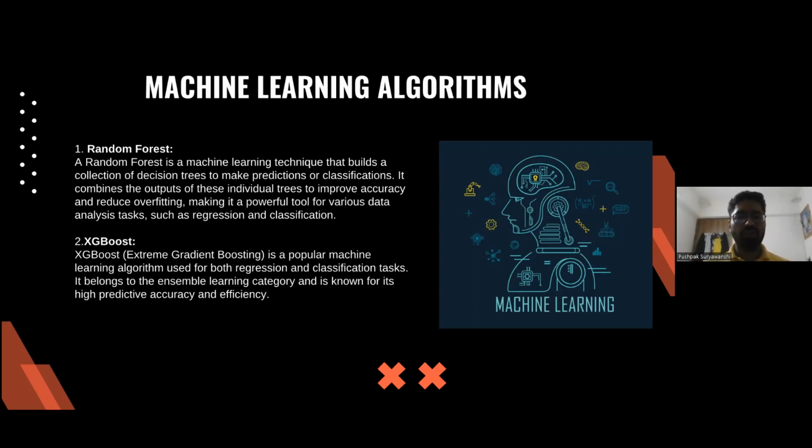XGBoost stands for extreme gradient boosting. It is a popular machine learning algorithm used for both regression and classification tasks. It belongs to the ensemble learning category. Ensemble learning is combining 2 or more machine learning algorithms to make a more powerful machine learning algorithm. So it is called ensemble learning. XGBoost comes in the category of ensemble learning.